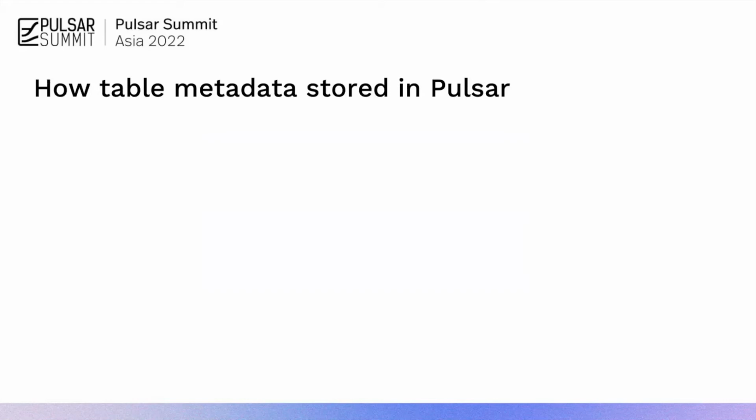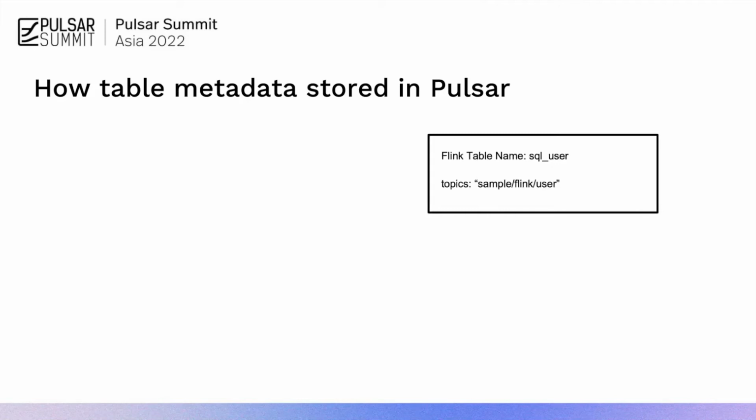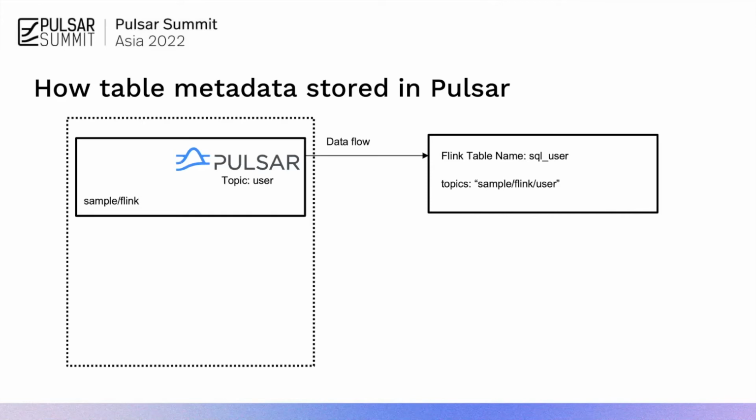Here is how the table metadata is stored in Pulsar. It's very easy. Let's use an example. Let's say we have a Flink table. Its name is SQL_user, and the topic it should map to is sample/Flink/user. Here, sample refers to which tenant it resides in, Flink is a namespace, and user is a topic name. These are all Pulsar concepts. So normally, we would imagine there is a topic named user under the sample/Flink namespace, right? That's right, because all the data flows from the topic user to the Flink table.